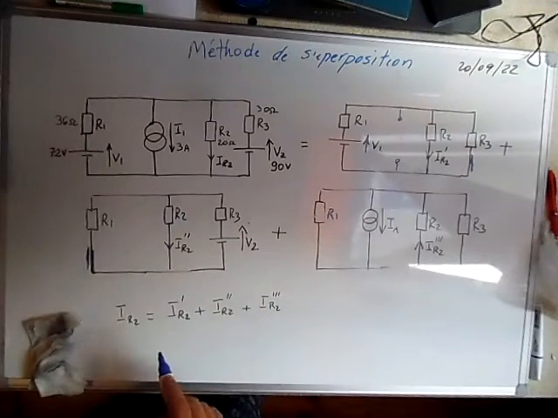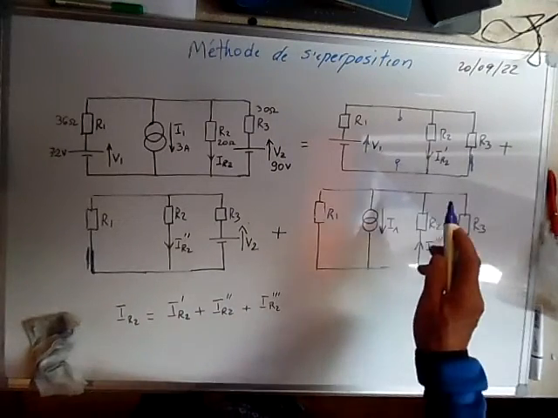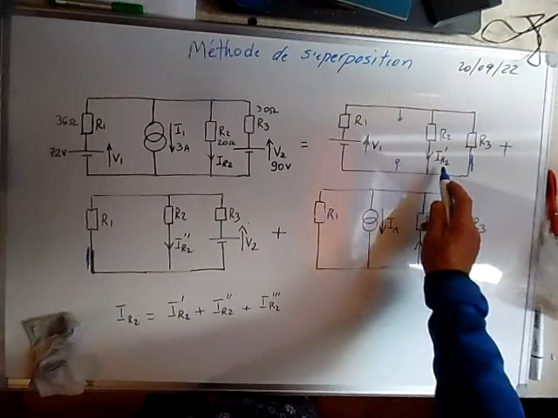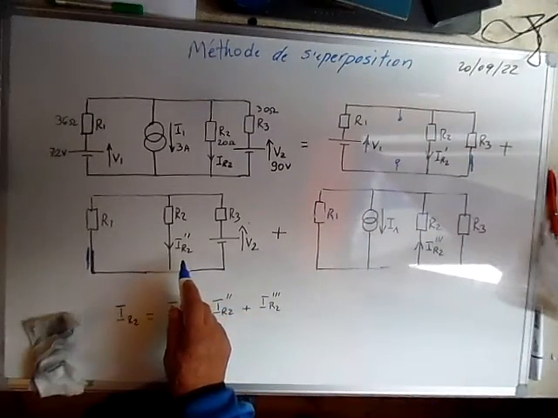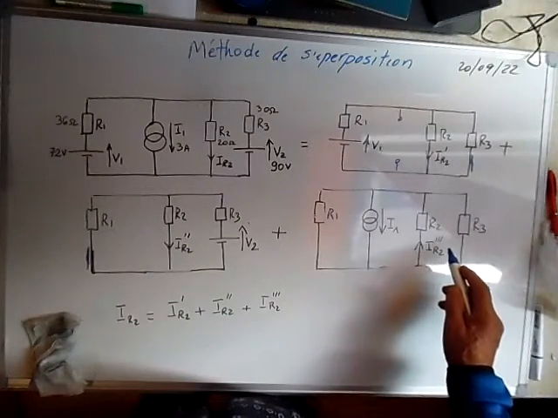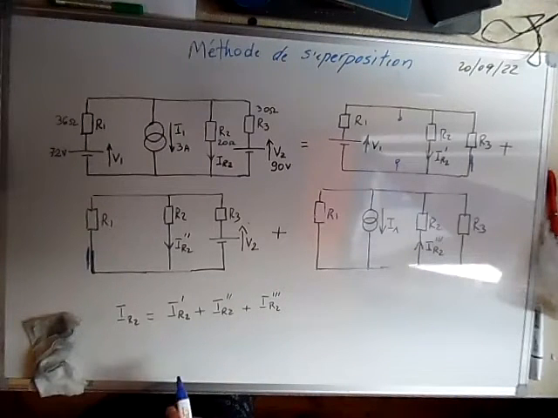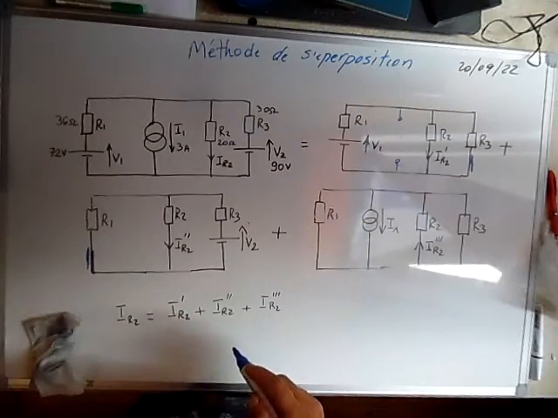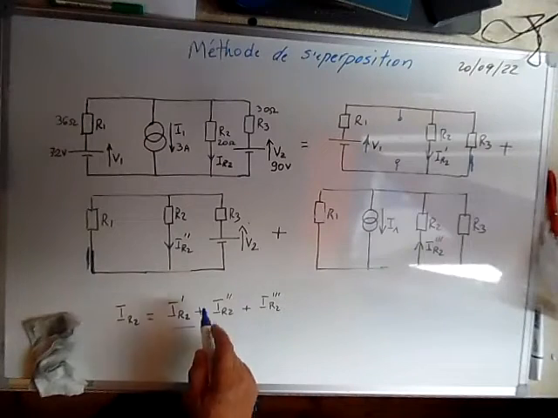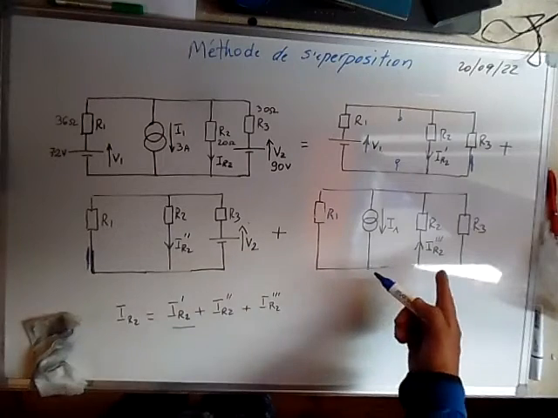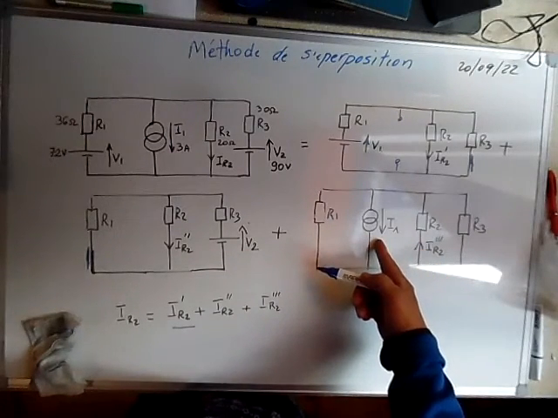So the current IR2 in this branch, for example, will be the algebraic sum of IR2 prime plus IR2 second plus IR2 third. So first of all, let's take this circuit first and calculate this current, and then this current using this source, and later this current using the current source.